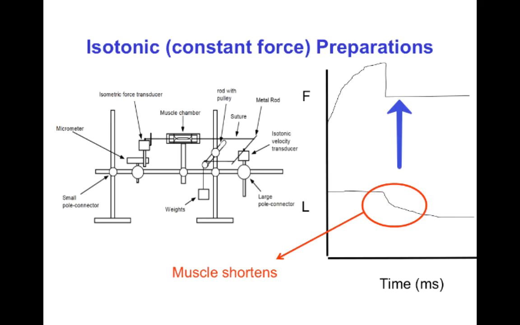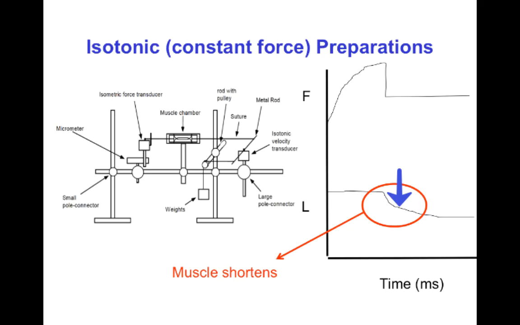You switch over to a lower force, and you switch over from constant length to constant force. So what happens when that happens? The muscle shortens. So the force is lower, which means that the amount of force opposing the muscle contraction to keep the muscle in the same length is less, so suddenly the muscle shortens.